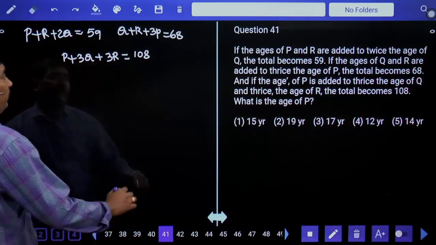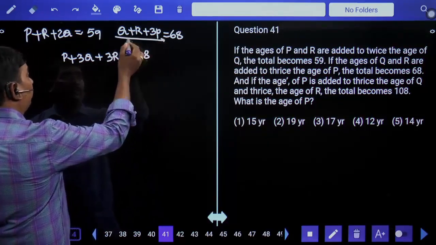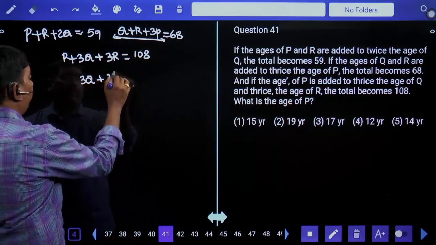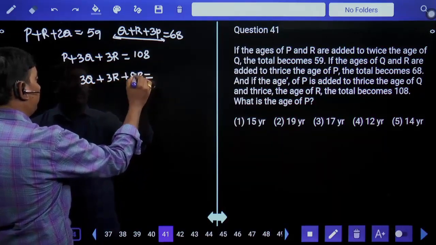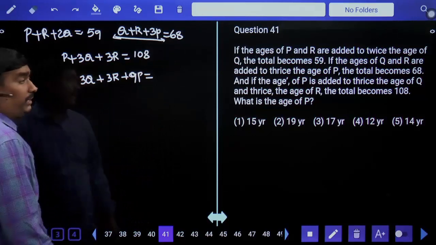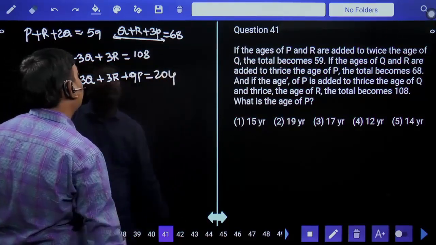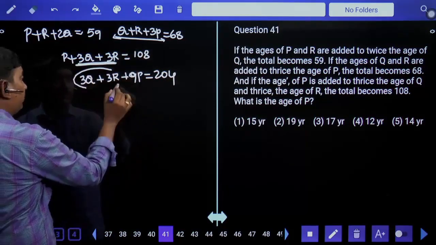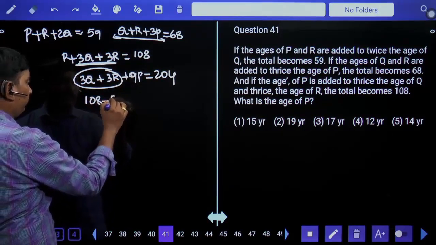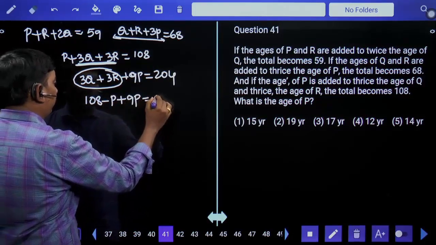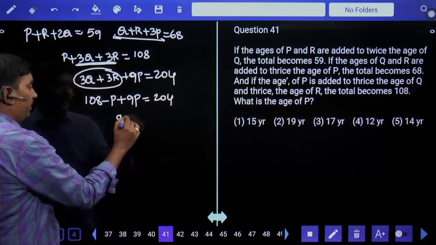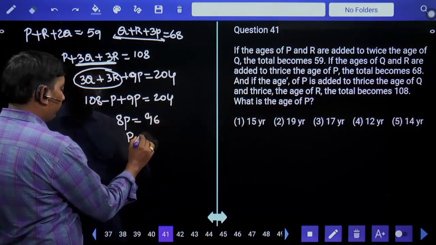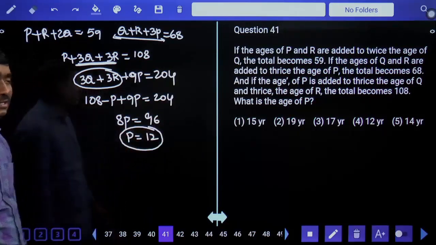Simply, I would like to multiply the second equation with 3. 3Q plus 3R plus 9P is equal to 68 times 3, which is 204. Already we know that 3Q plus 3R is equal to 108 minus P. So in place of this we can write 108 minus P plus 9P is equal to 204. 8P is equal to 204 minus 108, which is 96. Then P is equal to 12 years. Age of P is 12 years, your answer.